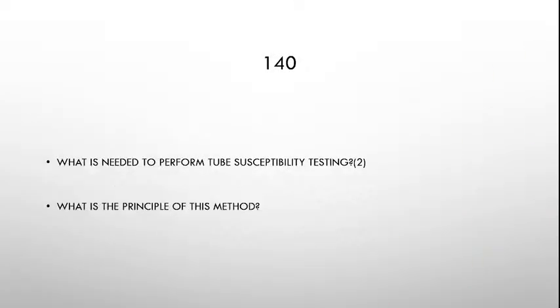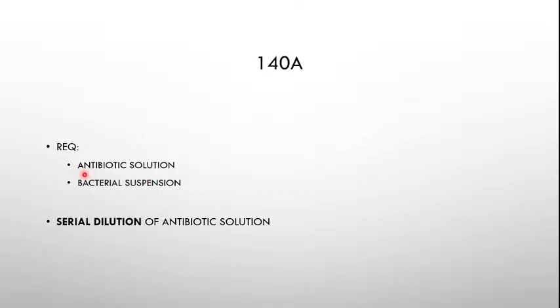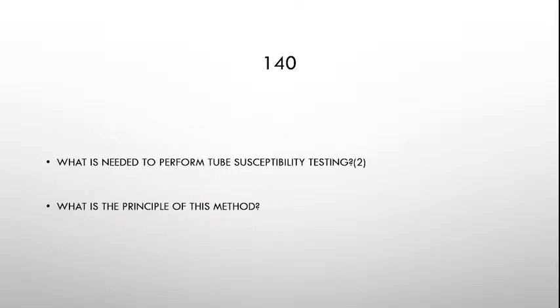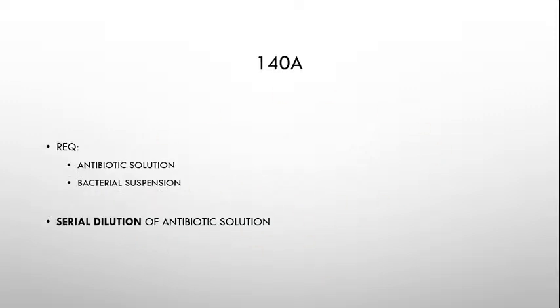Diba? Ganun. Okay? Now, what is needed to perform tube susceptibility testing? Well, obviously, you need an antibiotic solution and bacterial suspension. Your antibiotic solution could be in the form of a liquid. It could be in the form of a disc that you put on top of your agar. And, of course, you have to do serial dilution of the antibiotic solution if you're going to use tube methods.